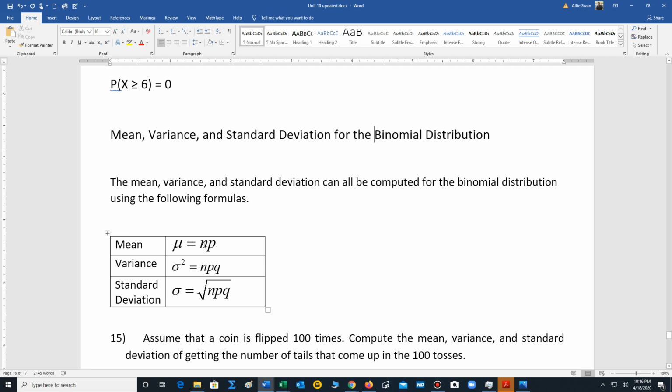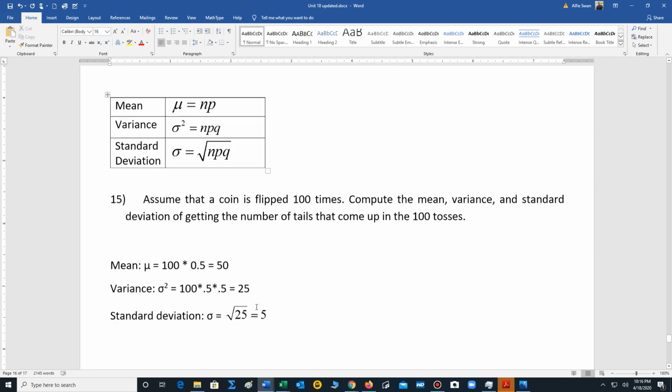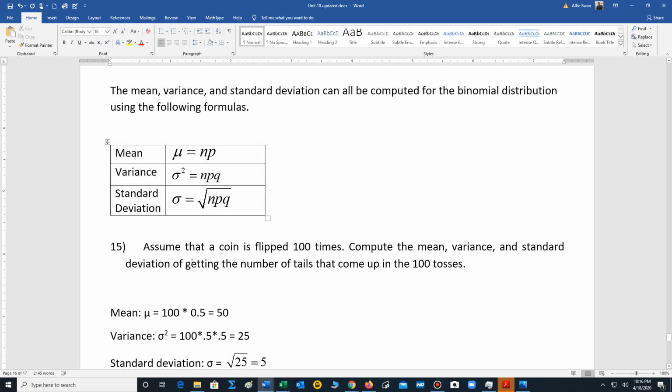n is going to be our sample size, and p is your probability of success. Variance, sigma squared, is npq. Standard deviation is sigma, the radical of npq. So let's look at an example here. Let's say that a coin is flipped 100 times, compute the mean, variance, and standard deviation.